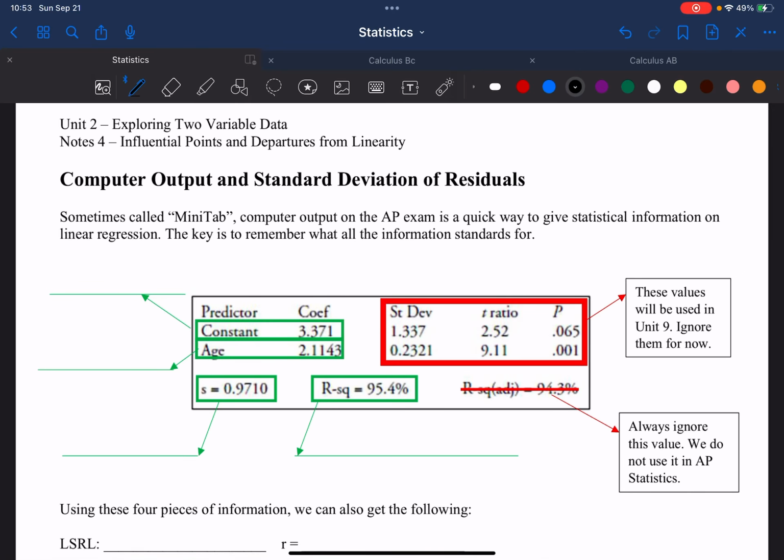These notes are over influential points and departures from linearity. In some problems, you're going to be given a computer output and you need to be able to interpret this. So in this example below, we have a computer output. For now, let's look at just the value that says constant. Anytime you see the word constant, you're going to think y-intercepts.